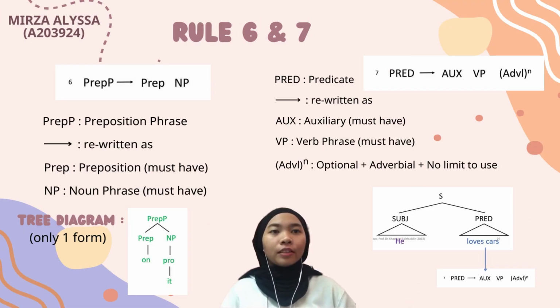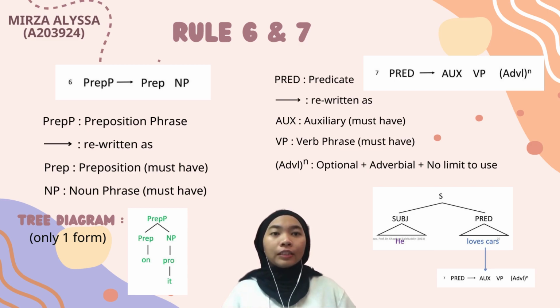Rule 6 focuses on preposition phrase. It consists of a preposition and a noun phrase. Both are must-have, which leads to only one form can be formed in order to build the tree diagram.